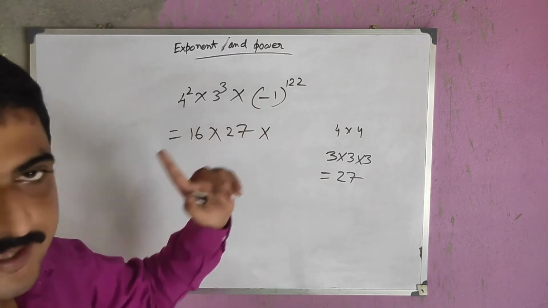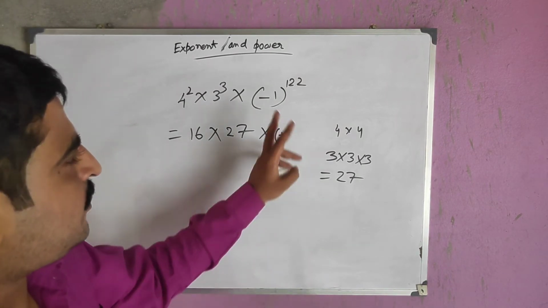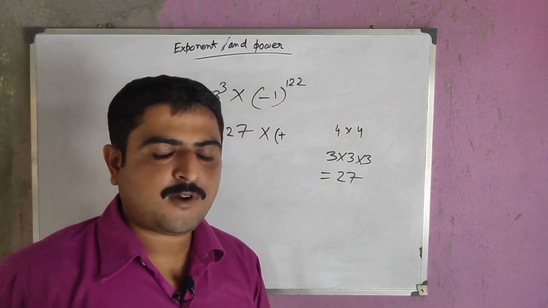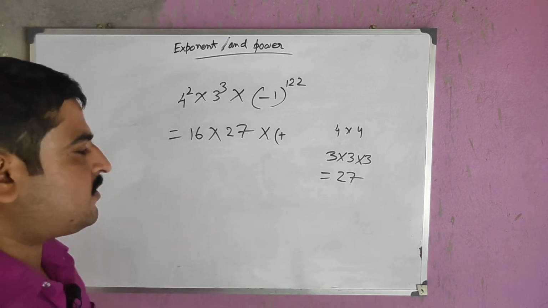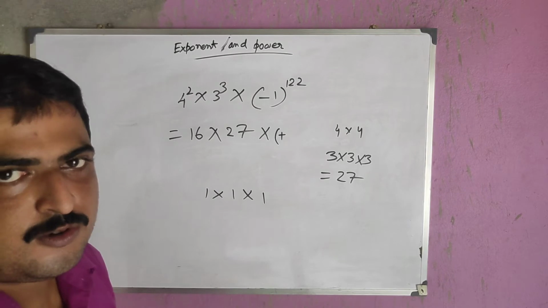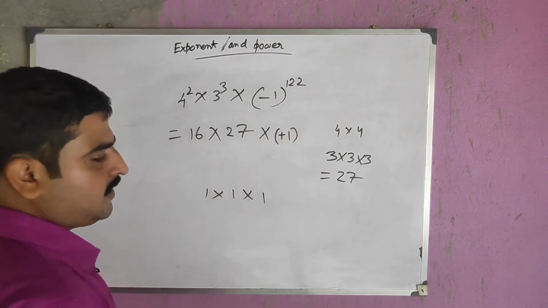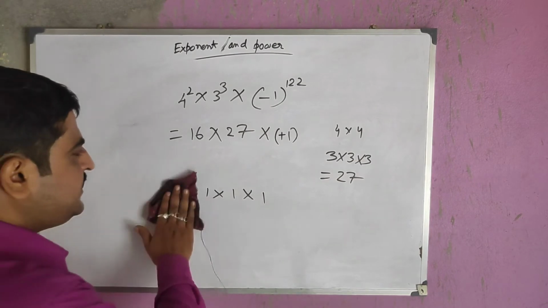Minus will become plus first, then 1 to the power 122. How many times are you multiplying 1? 1 into 1 into 1. How many times you want to do, it will come always 1. So this will come 1. So now 16 into 27.